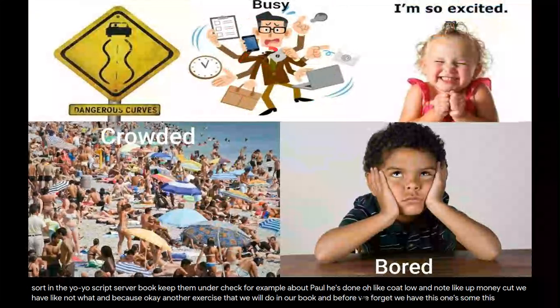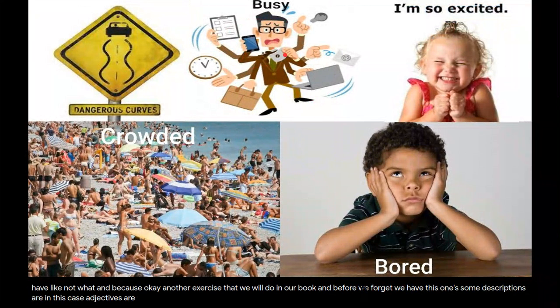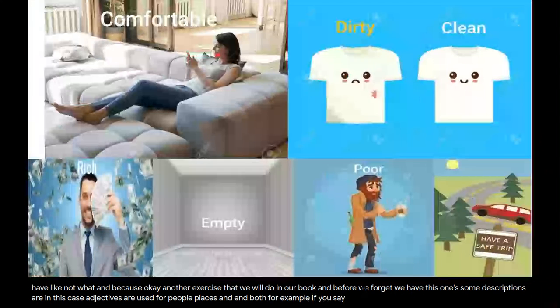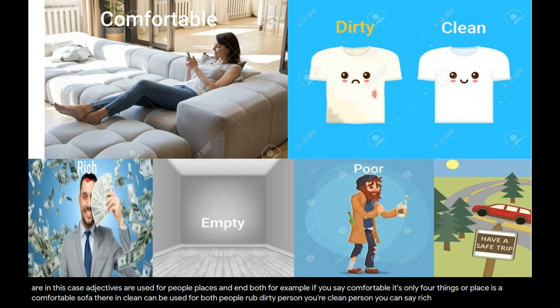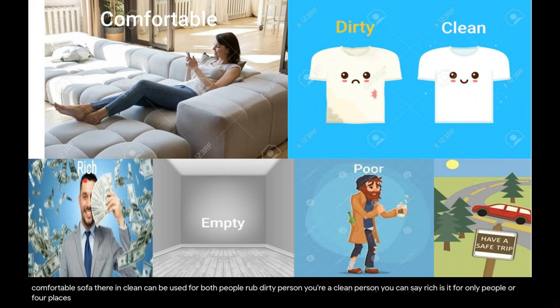Another exercise that we will do in our book, and before we forget, is this one. Some descriptions, or in this case adjectives, are used for people, places, and both. For example, if you say comfortable, it's only for things or places, a comfortable sofa. Dirty and clean can be used for both. You're a dirty person, you're a clean person. You can say rich. Is it only for people or for places? I think it's for people. Okay, and so on. So we will need to classify that.